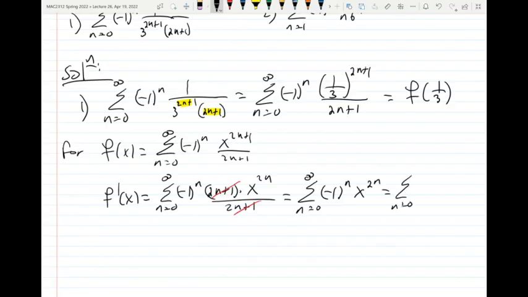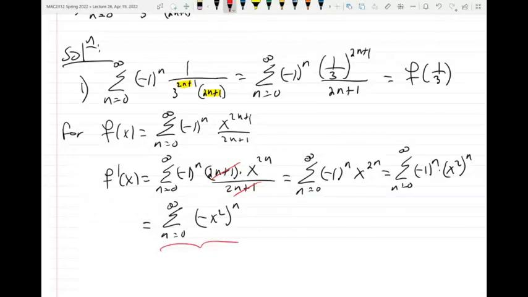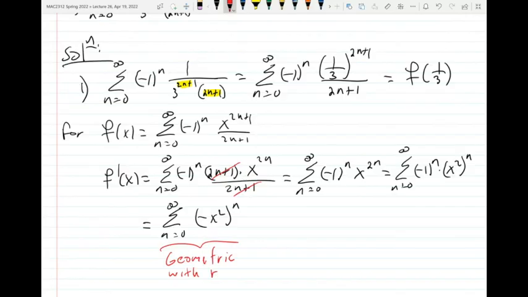Well, this is -1 to the n times x squared to the n. So this is the sum from 0 to infinity of -x squared to the n. Yes? Just putting this together. I'm working backwards what we did originally at the beginning. So now you realize that this is geometric because this is the series of something to the n power. This is geometric with ratio -x squared, so with r equals -x squared, okay?